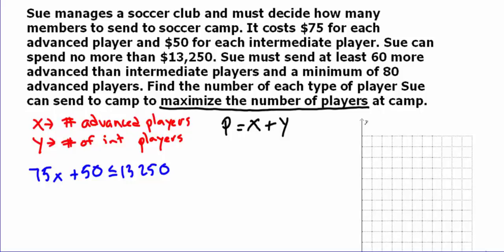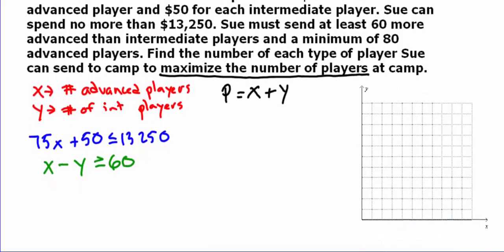Okay, you have to be careful on the next one. Sue must send at least 60 more advanced than intermediate players. So if I take the number of advanced and I subtract the number of intermediate, that number better be at least 60. Sometimes those can be confusing. You might need to read it 2 or 3 or 10 times just to make sure you have it right. But it says very clearly that Sue has to send at least 60 more advanced than intermediate. So advanced minus intermediate better be at least 60.